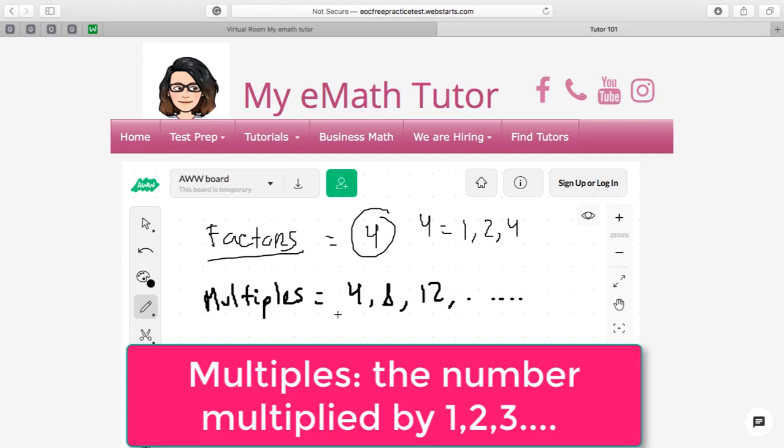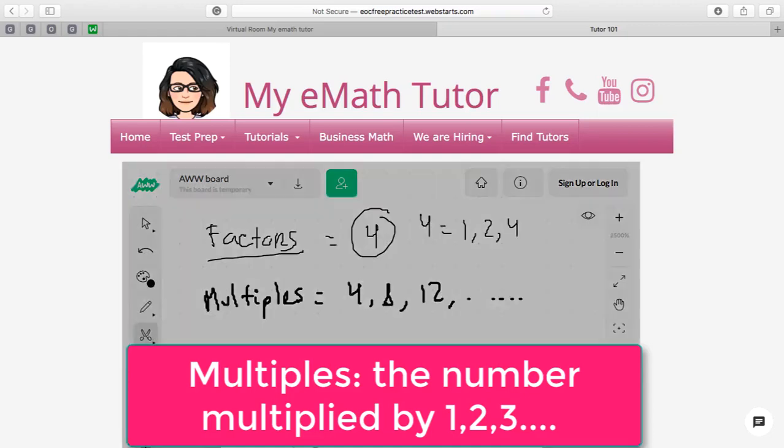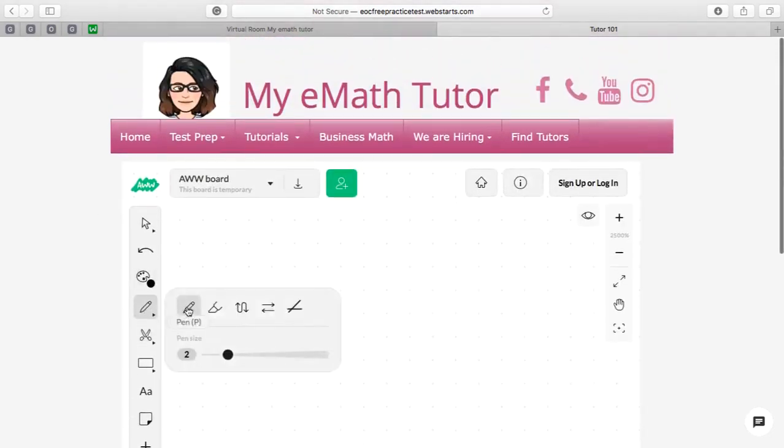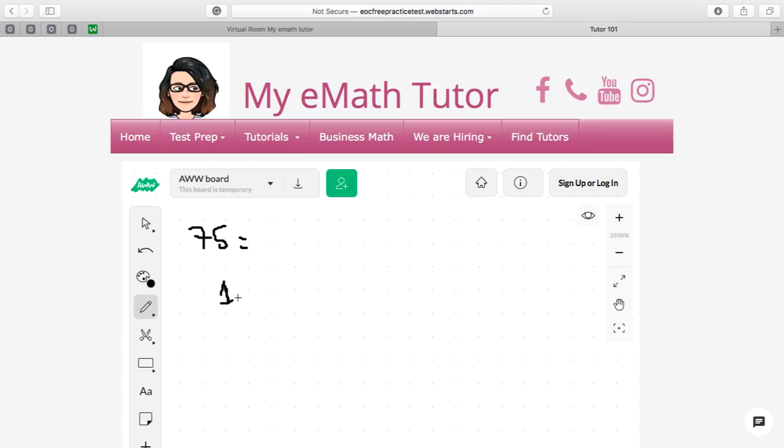Now, let's say that I have a higher number, because you might be asked to find the factors, for example, of the number, let's just put 75 here. So they're going to ask you, hey, can you please find the factors of the number 75? Now, you can check, you can actually start 1, 2, 3, 4, 5, but this is going to take forever. So the best way to figure out the factors of 75 is to do prime factorization.